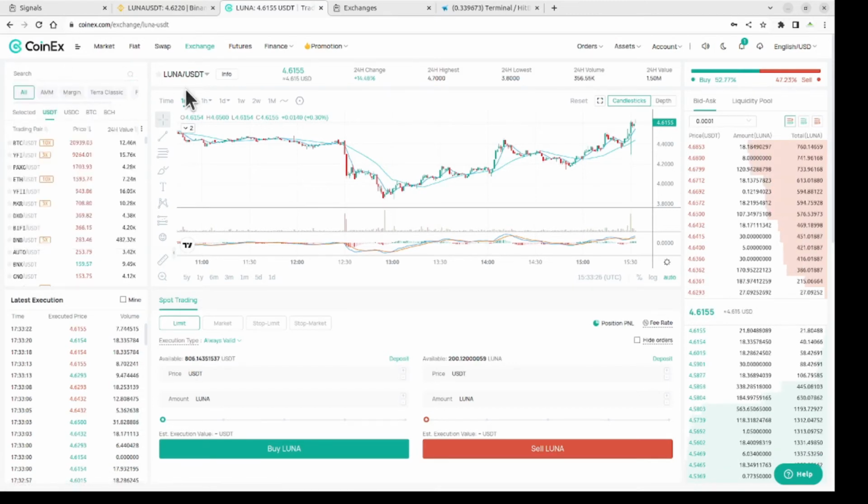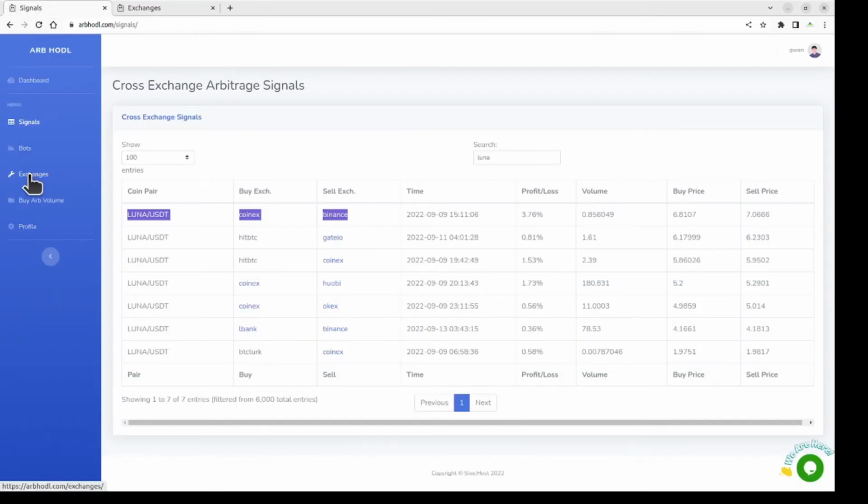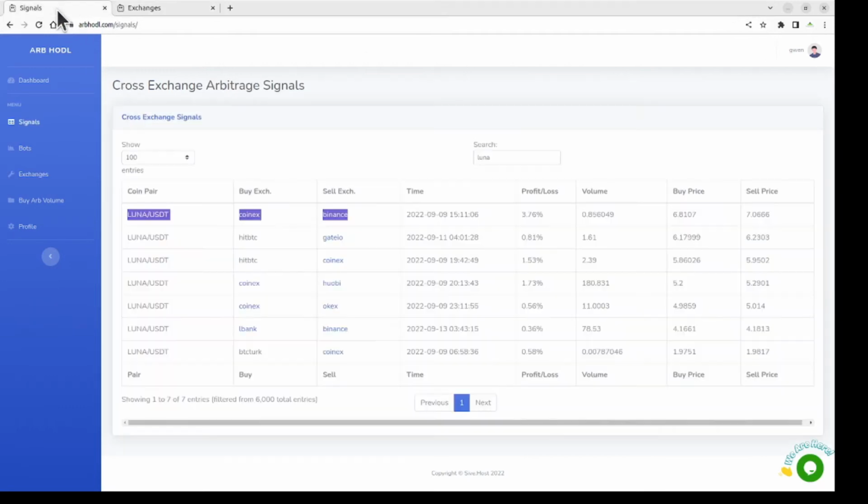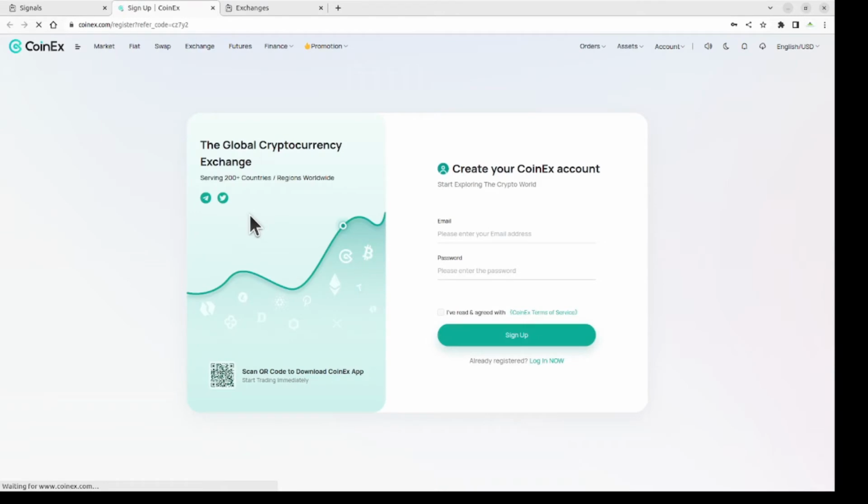So first thing we want to do is go relook at the arbitrage opportunity. Then go connect the two exchanges. Click on exchanges here. These two IP addresses are important and will be used throughout to connect Arbhodl to the exchanges. Then we start with Coinex. Click on the drop-down list and choose Coinex. The list is in alphabetical order. Then log in to Coinex.